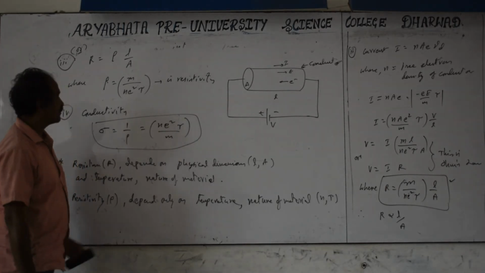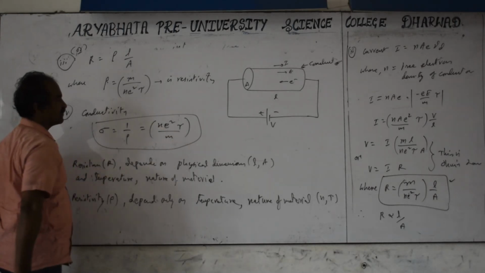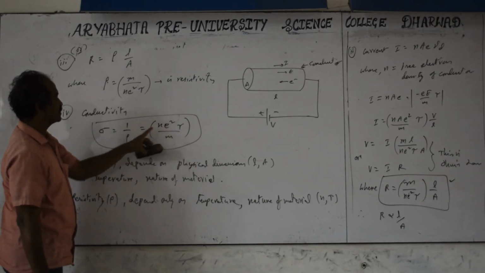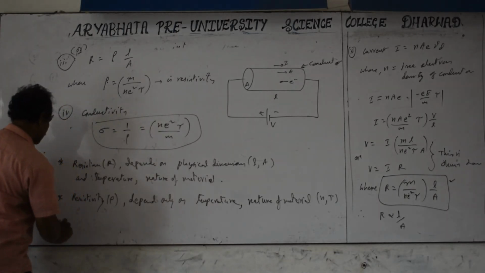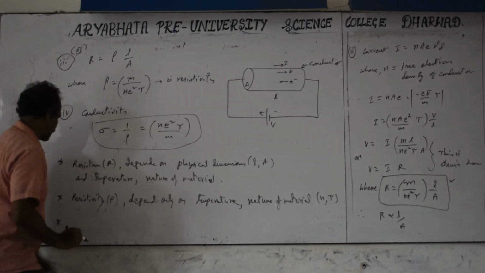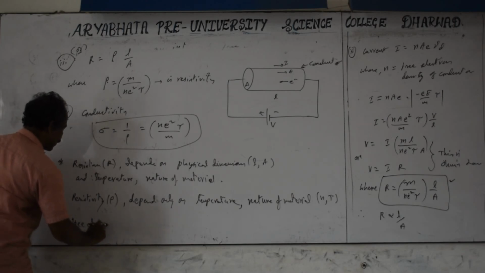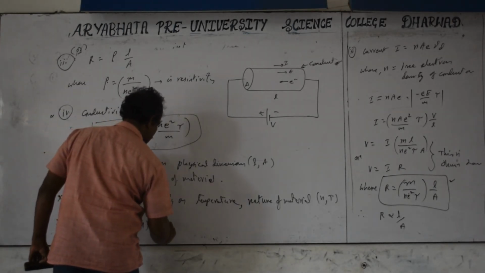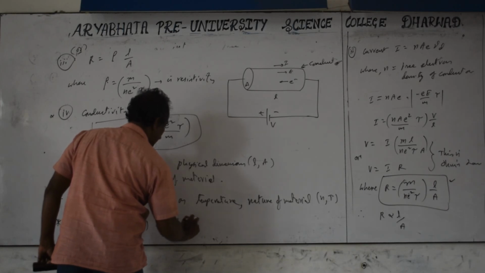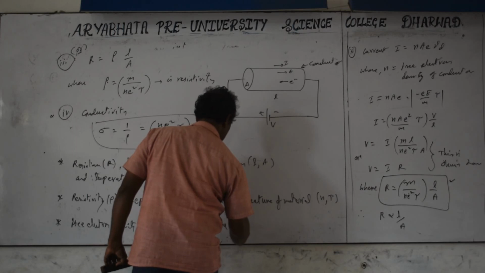So for a metal, conductivity is high if n is more, and if the temperature increases, tau decreases, so conductivity decreases and resistivity increases. Free electron density is constant for a given material, depending on the nature of the material.